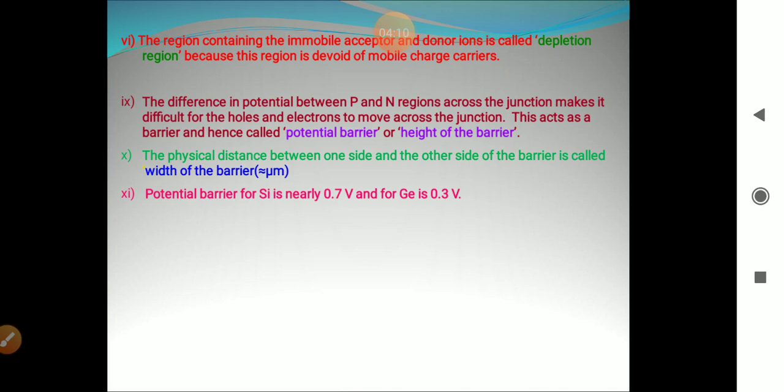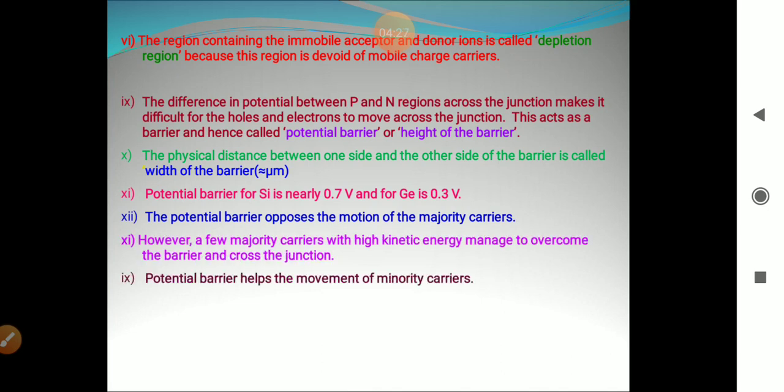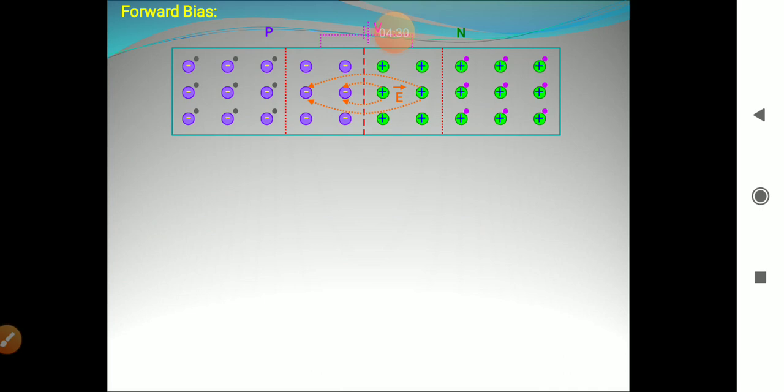The potential barrier is also called height of barrier. For example, for silicon, the potential barrier is about 0.7 volt, and for germanium it is 0.3 volt. Now the use of PN junction diode is of two types. One is in forward bias and the other one is in reverse bias.